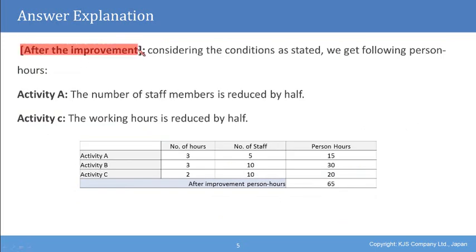And after the improvement, considering the conditions as stated in the question, we get the following person hours. So for activity A, it said the number of staff members is reduced by half. So let's mark this in yellow. So number of staff for activity A halved. Activity C, the working hours is reduced by half. So working hours reduced by half from 4 to 2. So from these, we do the same to calculate the person hours. And we get the total person hours after the improvement as 65.